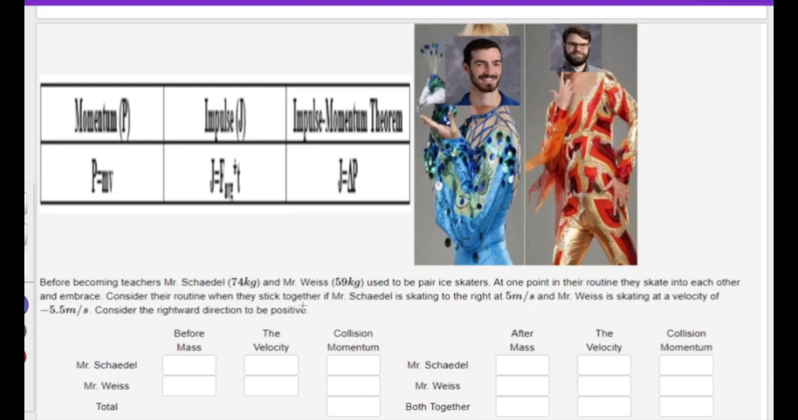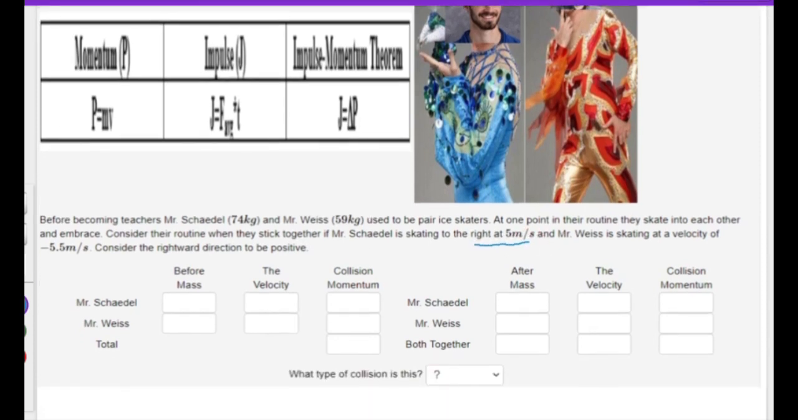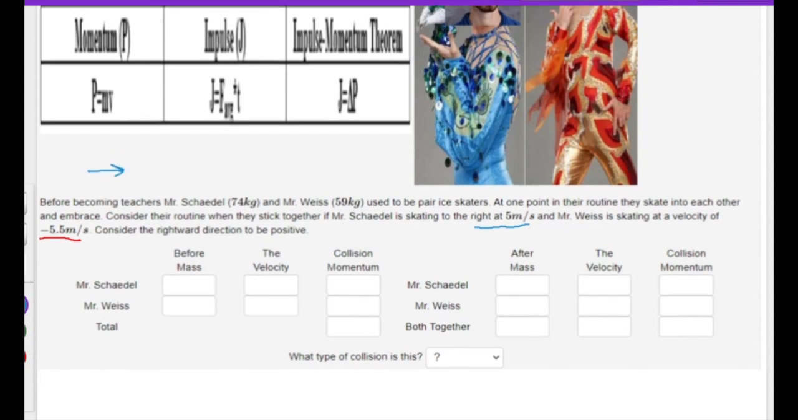Consider the routine when they stick together if Mr. Shadell is skating to the right at 5 meters per second and Mr. Weiss is skating at a velocity of negative 5.5 meters per second. We're going to consider the rightward direction to be positive. So the direction that Mr. Shadell is originally skating in will be the positive direction.